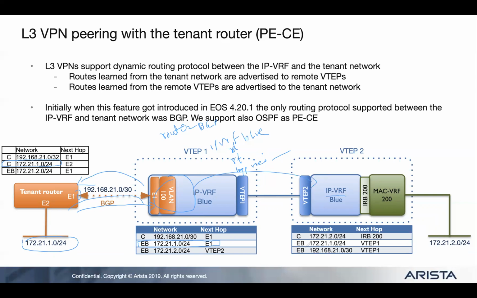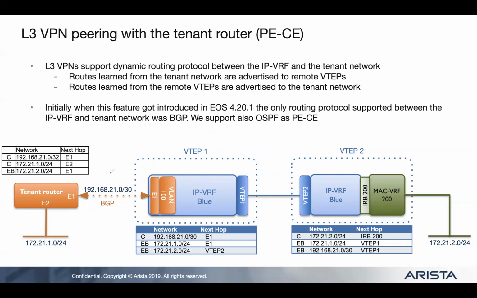So you receive that 172.21.1.0 type 5 route, you install it into VRF blue, and the next hop is VTEP 1, right? Here 21.1.0 next hop is Ethernet 1, this device, right? So this is how, end to end, this route will be advertised. Okay. Any question?